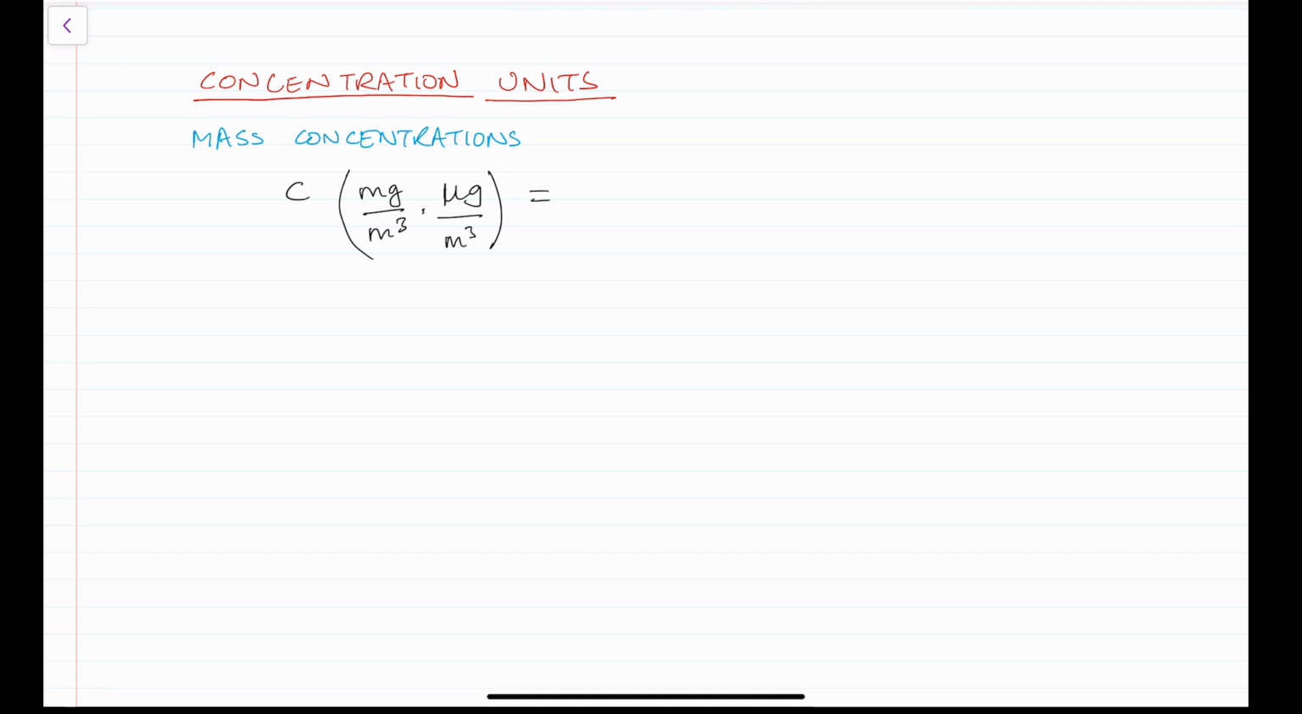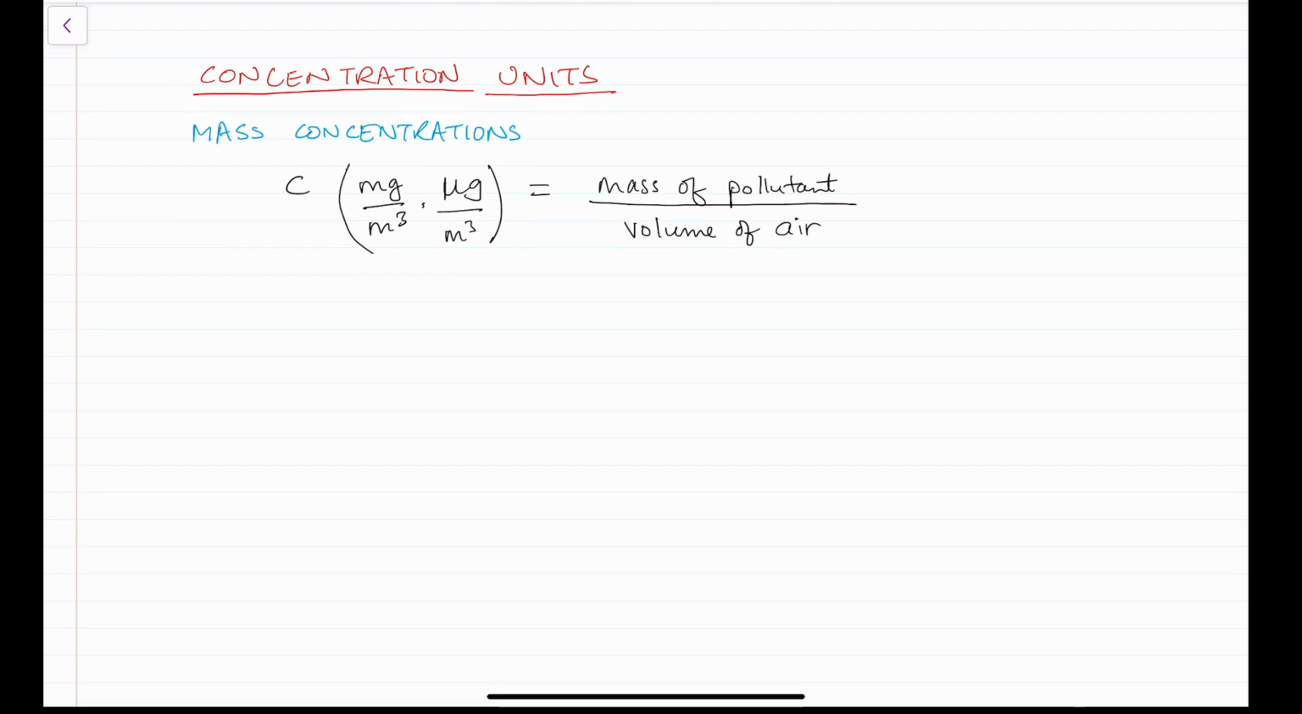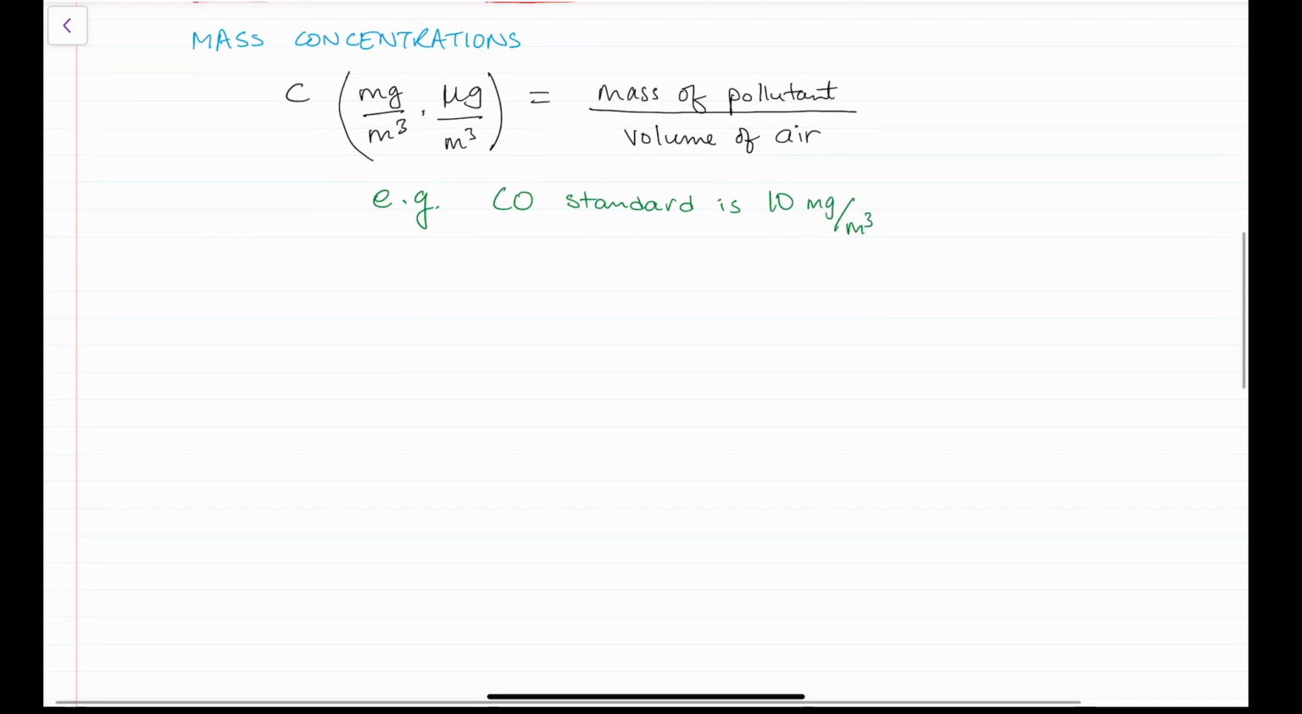So in mass concentration we have mass over volume, which is mass of pollutant over volume of air. As an example, the carbon monoxide standard is 10 milligram per meter cubed. So these are mass concentrations.